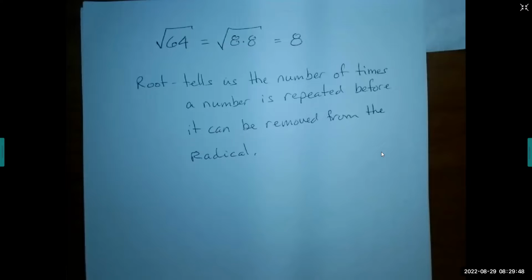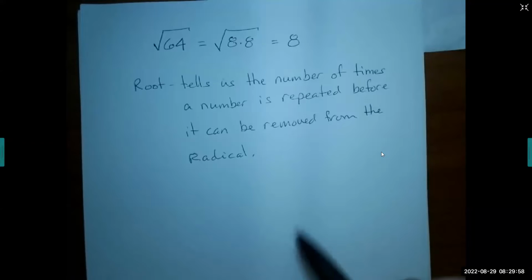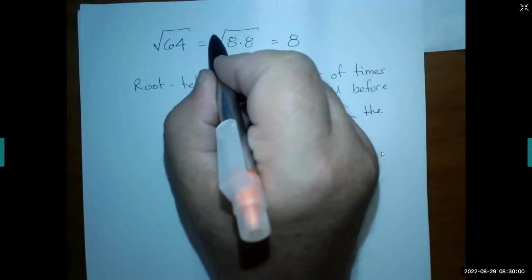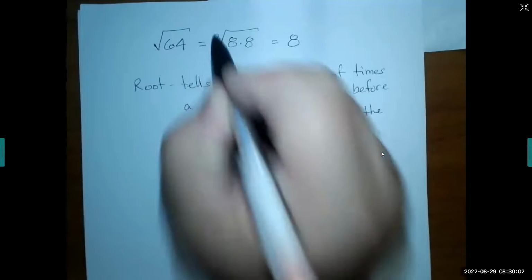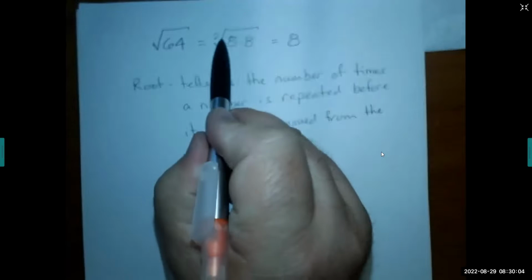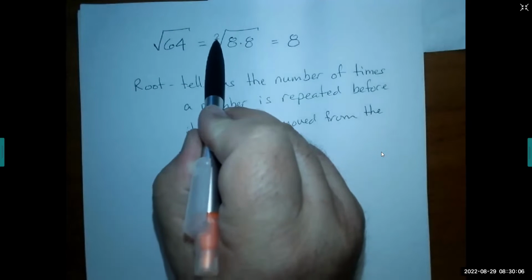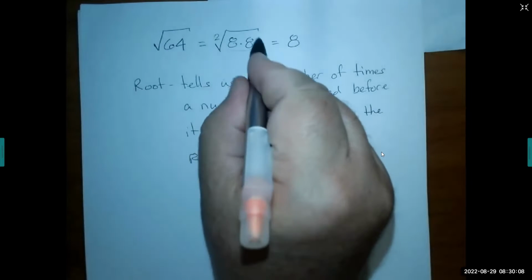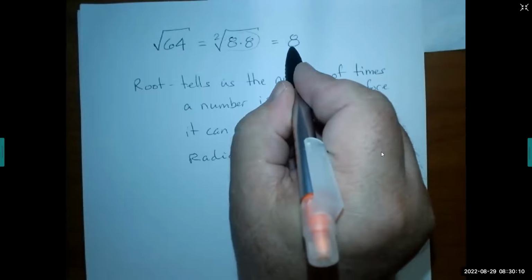The root tells us the number of times a number is repeated before it can be removed from the radical. That sounds like a lot of words, gibberish, but here's what it means. Since this is a square root, there's a number 2 here, right? So if I have the same element repeated twice, I can remove it, take it outside.